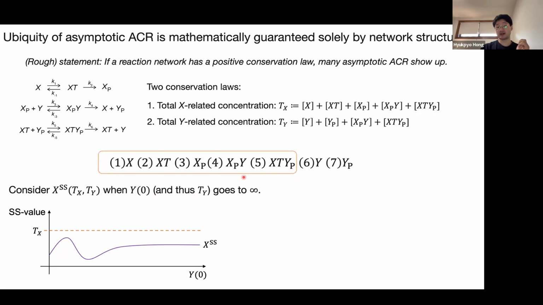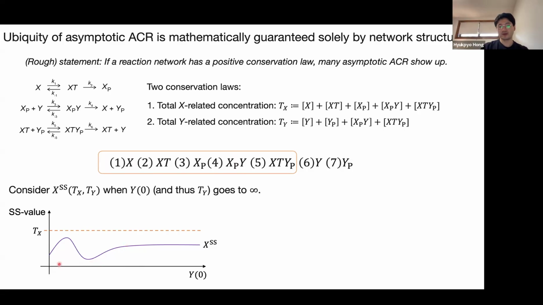So we have this X-related species, and then I pick the one on the outside. I increase the level of Y and then survey the steady state level of X as Y goes to infinity. This is just an imaginary graph. When we increase the level of Y0, at a certain level we get the steady state level of X. Then we increase the Y0 value and again get the steady state level of X, and so on.